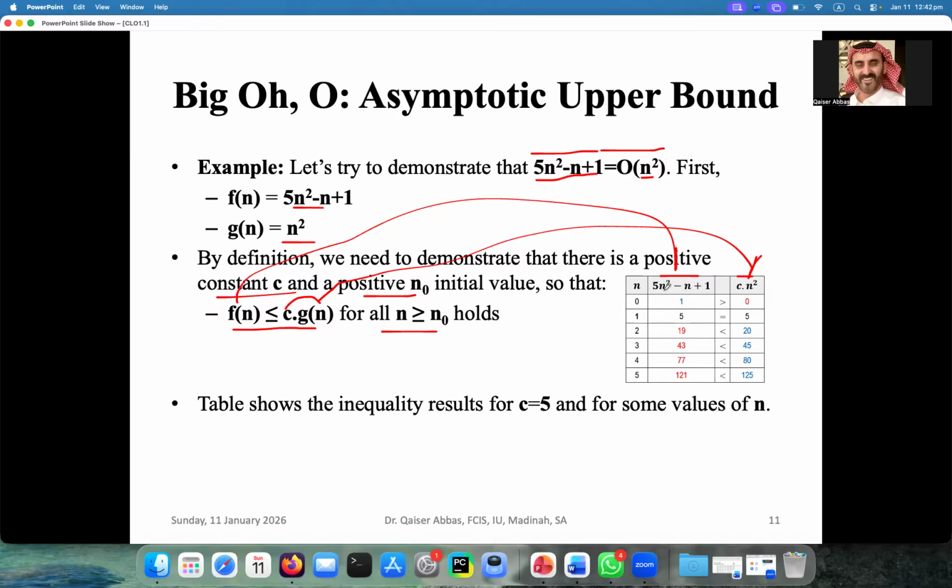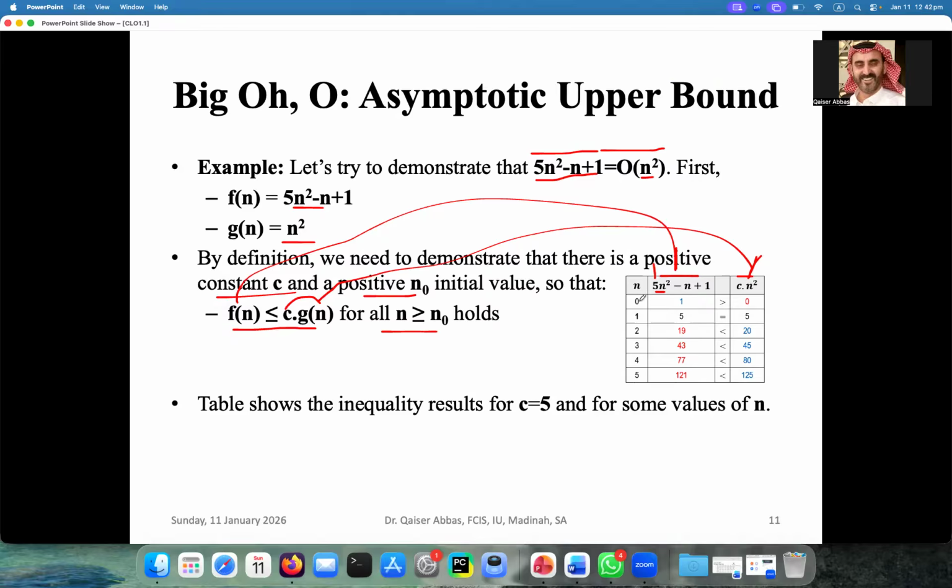there is no specific or fixed method through which you can calculate the value for c. For n0 it is fixed, you can see, but for c you cannot. But there is a hint: you have to check the maximum number, the coefficient, for n square. The coefficient is 5. Then you check the numbers from 0 up to 5, and you will find something in between. This is not always correct, but most of the time it is.